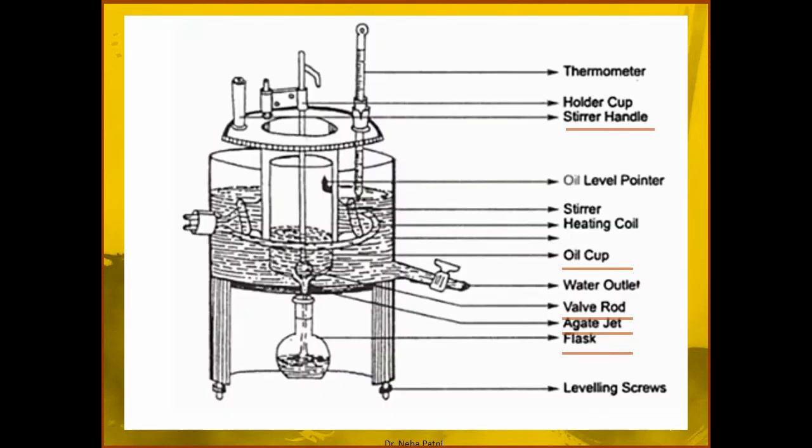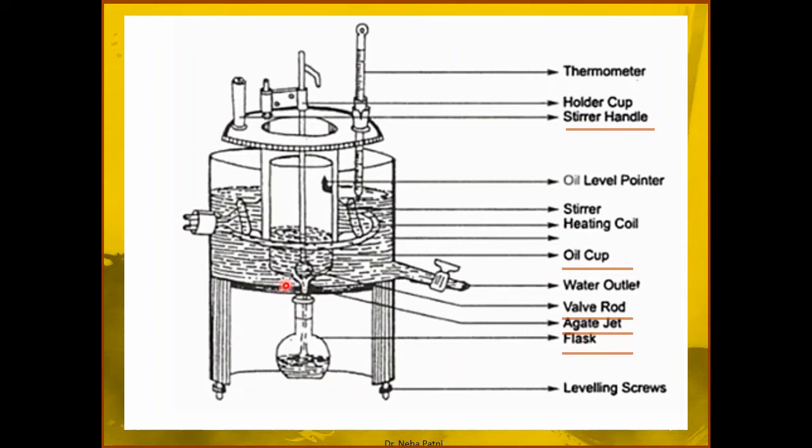Now if you see here, this is nothing but a redwood viscometer. The apparatus is the redwood viscometer. The main parts are like this: this one is an oil cup wherein you have an oil level pointer. Till that pointer you have to fill the oil in this cup. Now at the bottom of the cup there is an orifice. That orifice is known as the agate jet.